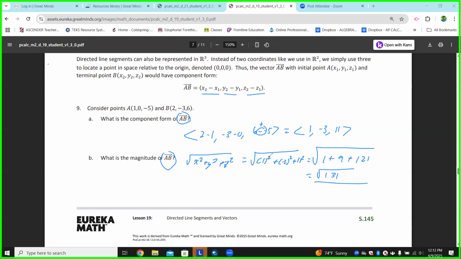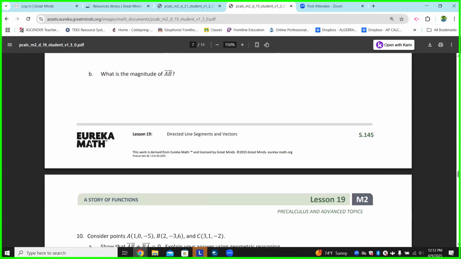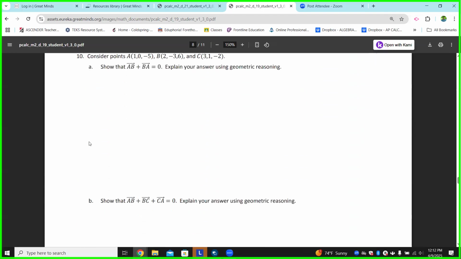All right. Last question, and then we'll jump into lesson 21. Again, we're going to skip lesson 20. So in this question, it says consider the points A, B, and C. We're going to show that the directed line segment AB plus the directed line segment BA does equal 0. We'll talk about the explaining of it later. So first, we need to figure out the directed line segment AB. I think these are the same points from earlier, are they not? All right, so we already did AB. What was AB?